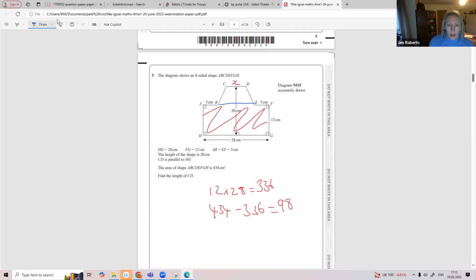So I know the area of this trapezium is 98. Parallel sides here, what's the height? 20 take away 12 is 8. So that height there is 8.